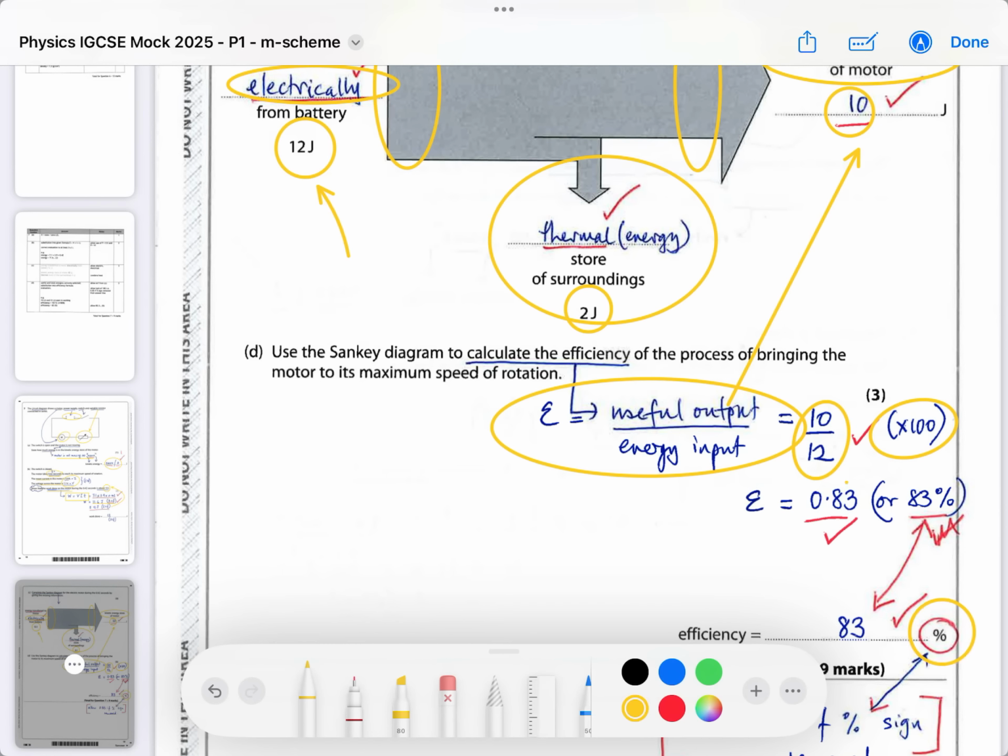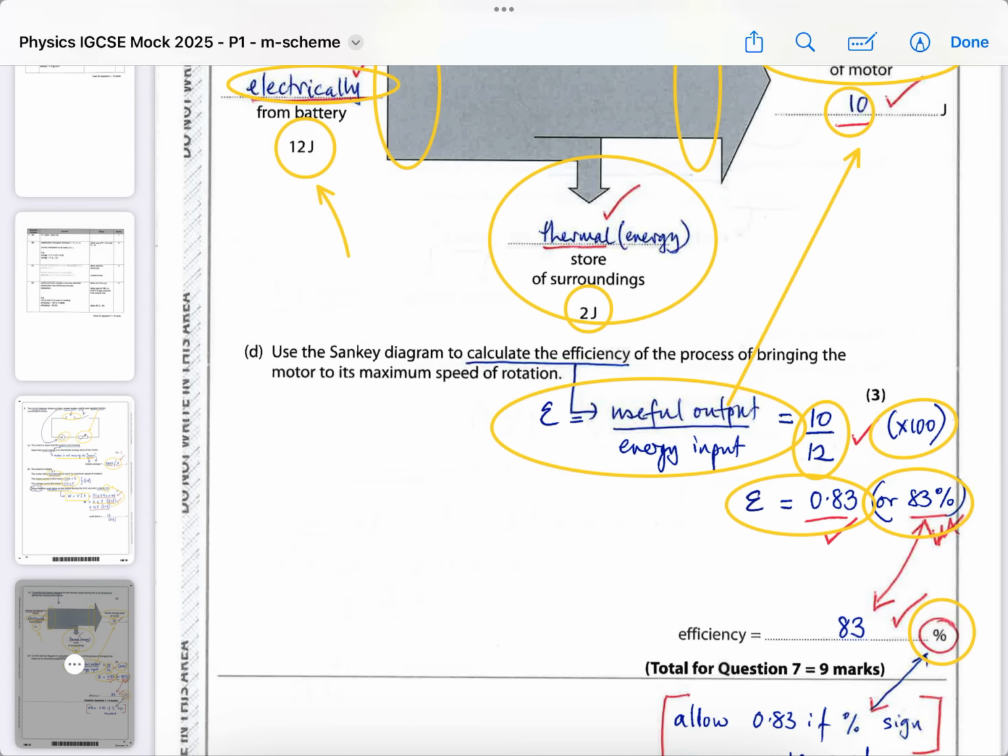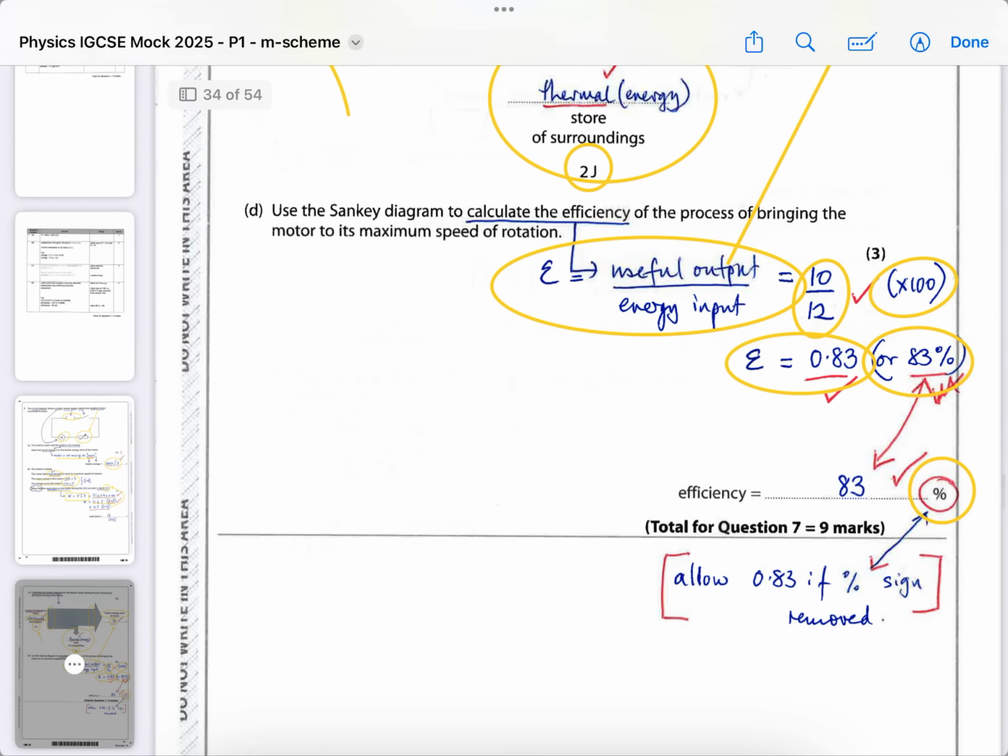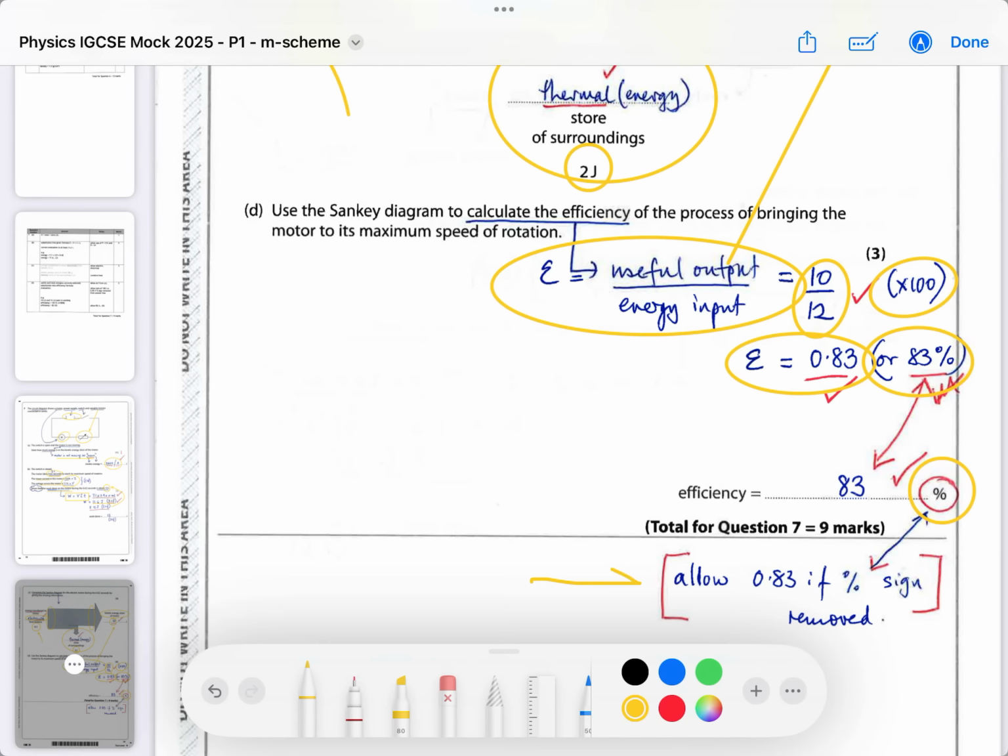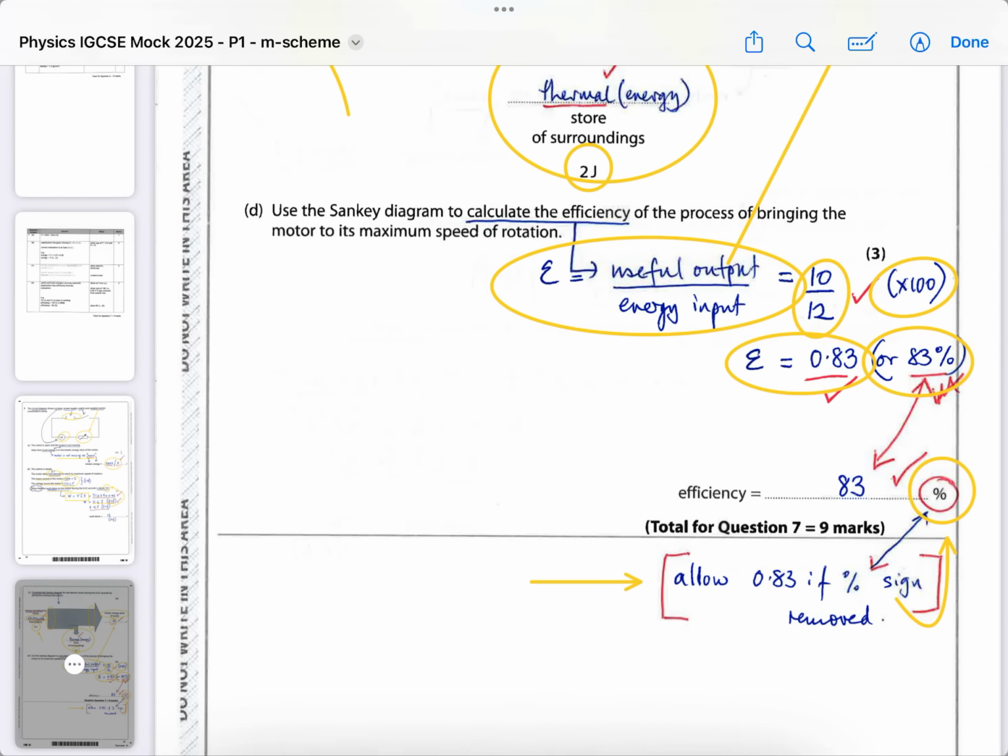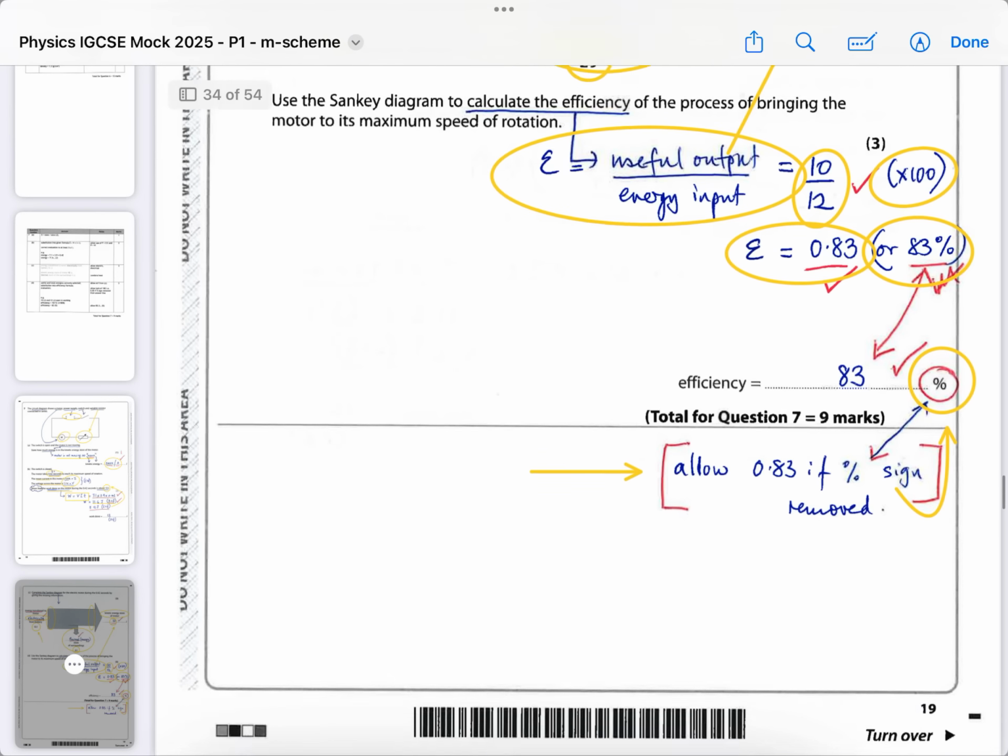So the efficiency normally could be given as just 0.83, or 83% if you make it into a percentage. And you should put it as a percentage, otherwise you'll lose the third mark. Okay? And it says it will allow you to put 0.83 if you physically remove the percentage sign, here. Okay, so you have to remove it to show that you know that you've changed it from percentage to decimal. Okay, so that's another question done for this paper.